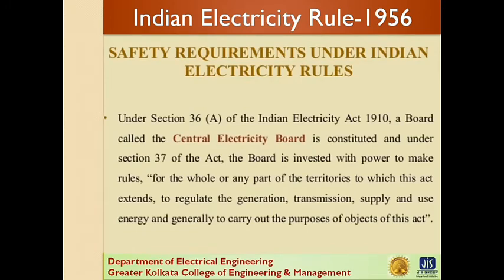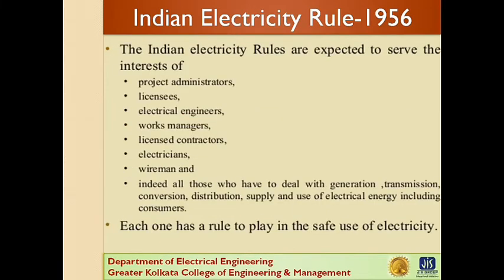Now safety requirements under Indian Electricity Rules. Under Section 36 of Indian Electricity Act 1910, a board called the Central Electricity Board is constituted, and under Section 37 of the Act, the board is invested with power to make rules for the whole or any part of the territories to which this Act extends to regulate the generation, transmission, supply and use of energy, and generally to carry out the purposes of the object of this Act.